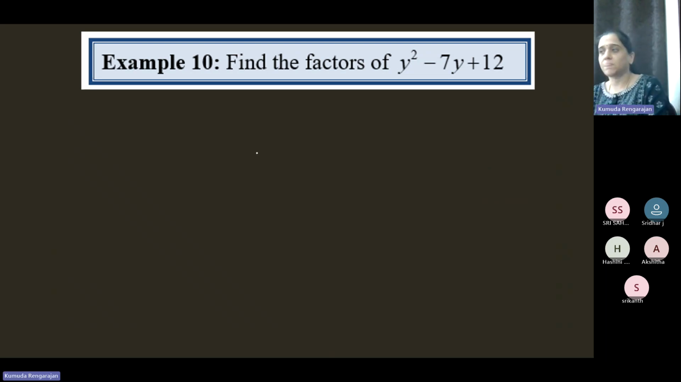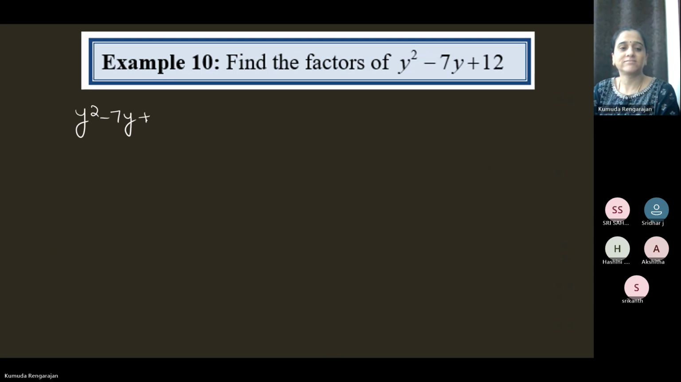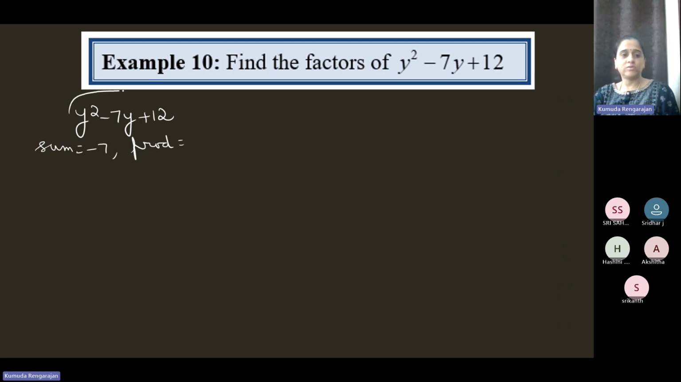Splitting the middle term: the sum is equal to the coefficient. So what is the sum? The coefficient of y, which is minus 7. What's the product? This one into this one, 1 into plus 12, 12. And take the product. When you find the factors, it will be 2 into 2, 4, 4 into 3, 12, no? When you do that method.